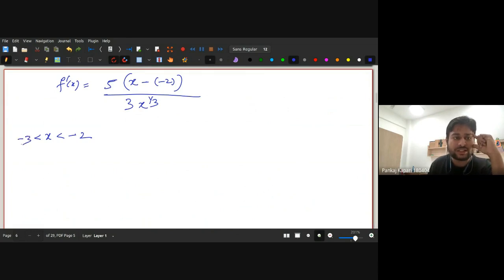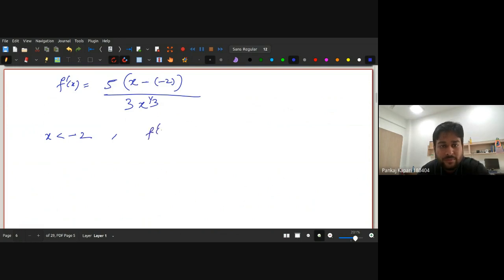So let's say between minus 2 and minus 3. It doesn't matter. x is less than minus 2. Then what is the sign of f prime? Is it positive or negative? You can see that the sign will be determined by the sign of these two factors, because 5 by 3 is just a constant with positive sign. So x is less than minus 2, basically x is negative. So this x to the power 1/3 is also negative. So this has negative sign, minus.